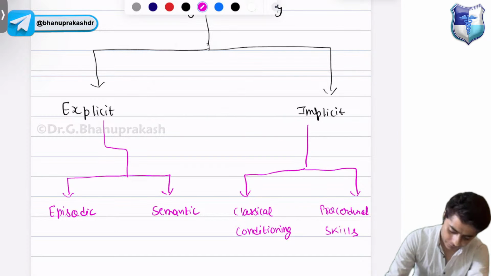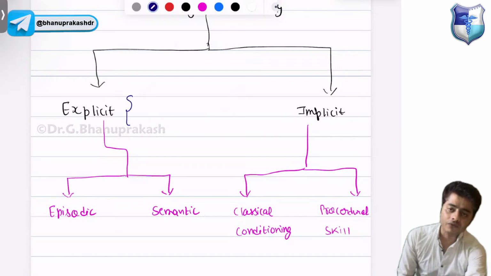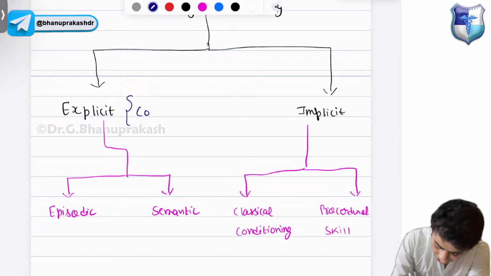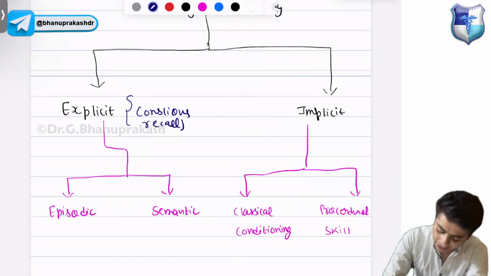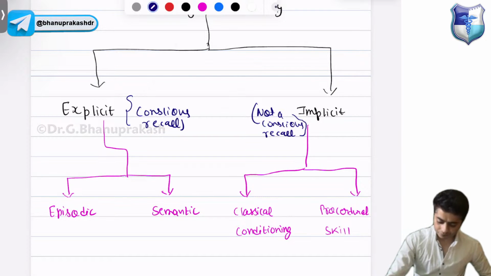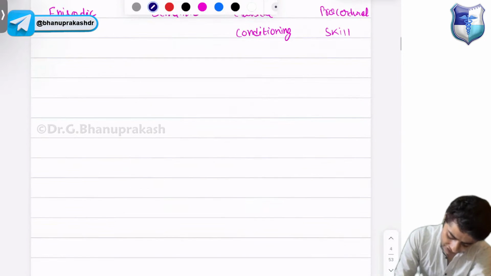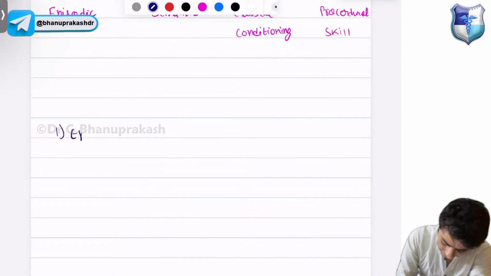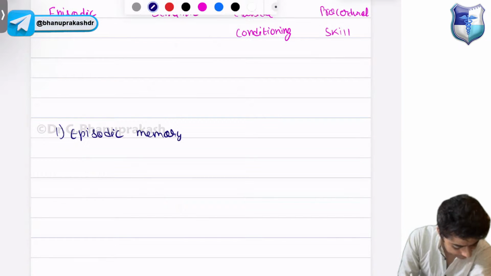Now, see, first we have to understand that explicit memory is your conscious recall. Yes, conscious recall, because that is declarative memory, and implicit is not a conscious recall. Okay. Now we will first see what is our episodic memory.